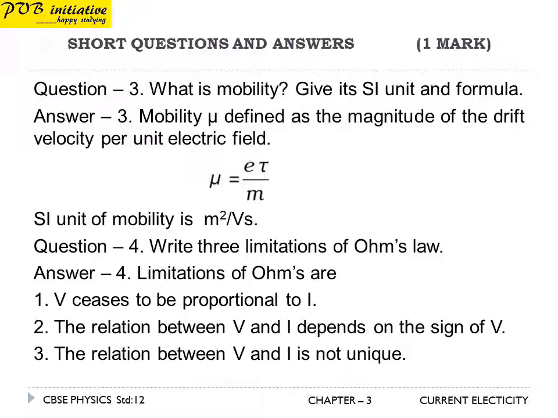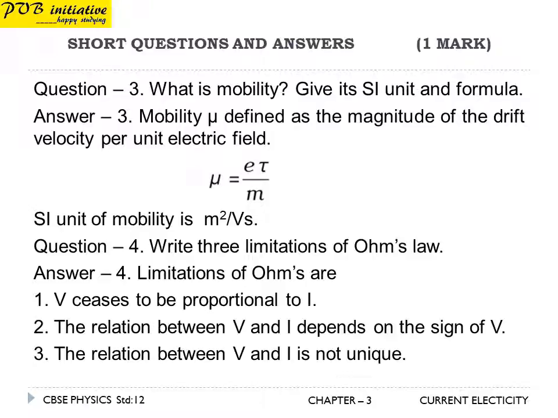Question 3. What is mobility? Give its SI unit and formula. Answer 3. Mobility mu is defined as the magnitude of the drift velocity per unit electric field. Mu is equal to E tau upon m. SI unit of mobility is meter square per volt second.